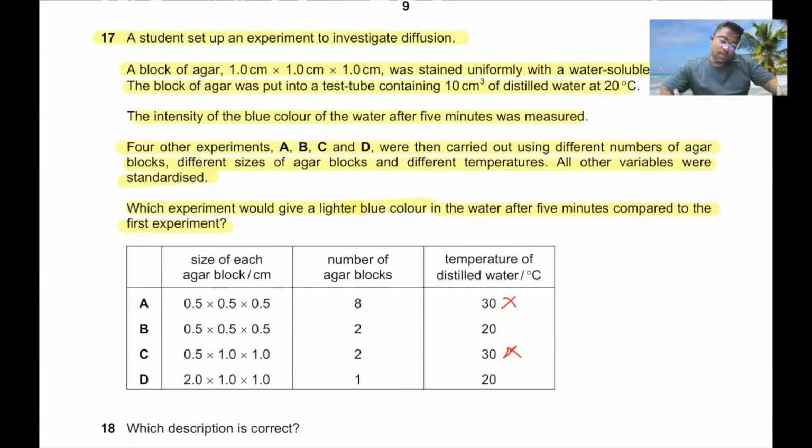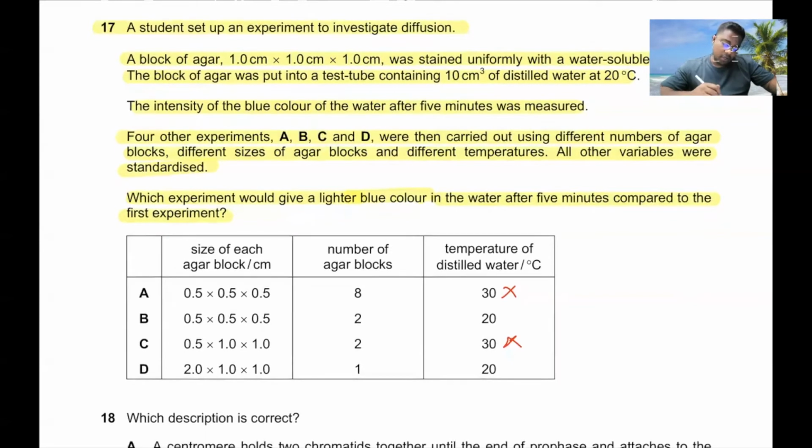All right, so after 5 minutes, now we have 0.5 by 0.5 by 0.5 blocks, but there are only two blocks, and 2 by 1 by 1, and there is one block. Definitely there is greater surface area exposed in experiment D, but there is lower surface area exposed in B, because the number of agar blocks is 2.